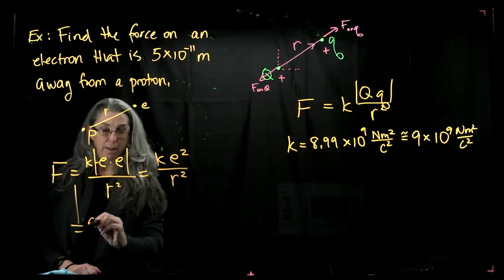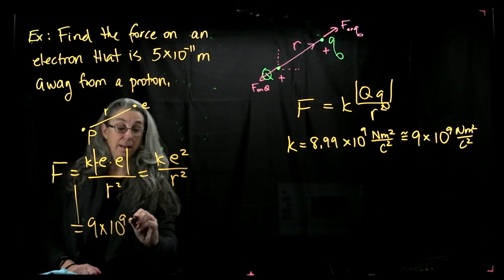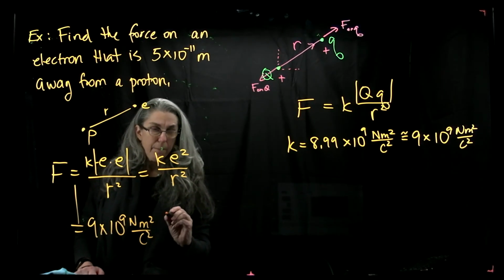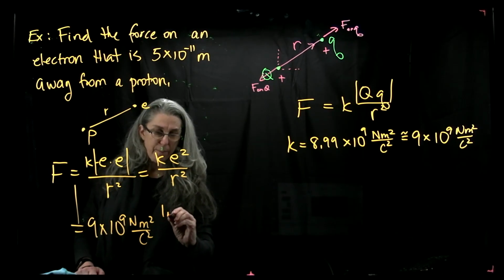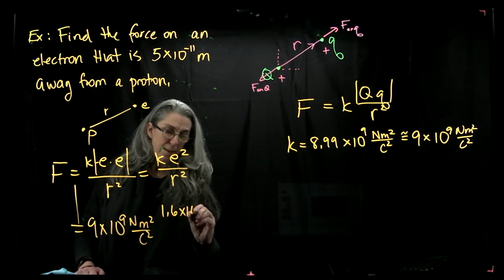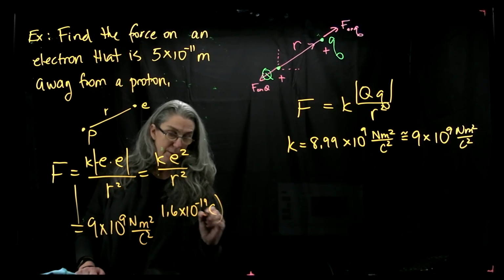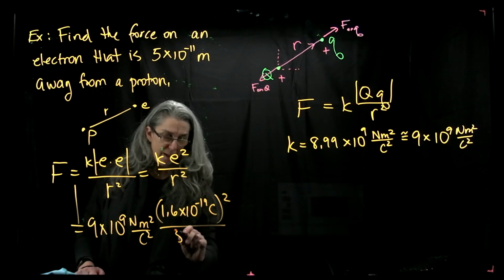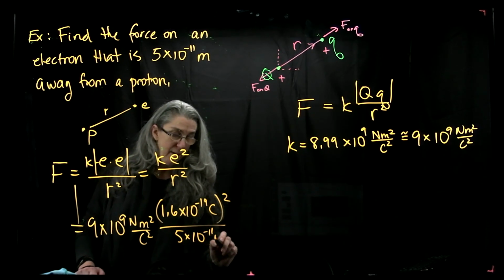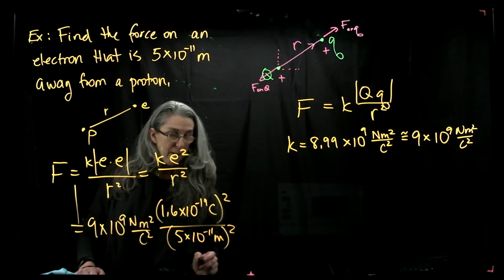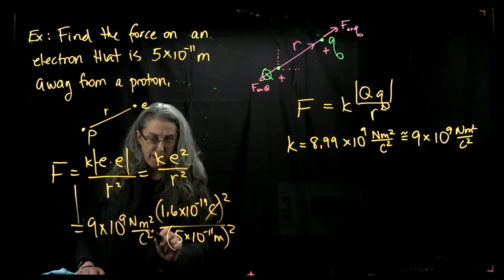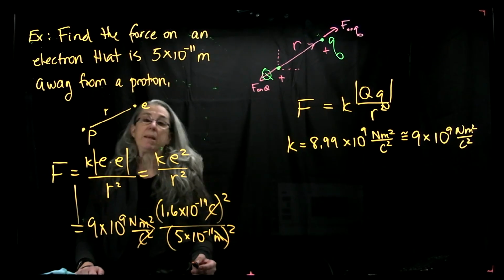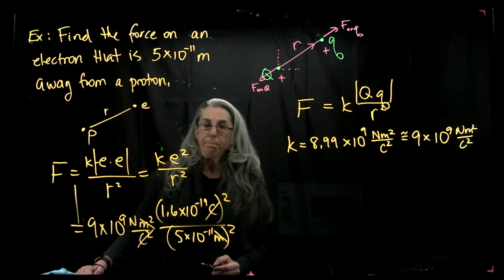Plugging in numbers, 9 times 10 to the 9th newton meter squared over coulomb squared, times the charge of the electron, which is something you can look up. It's 1.6 times 10 to the minus 19th coulombs. That will be squared, and the distance I gave was 5 times 10 to the minus 11th meters, squared. So as I mentioned, a coulomb squared cancels a coulomb squared, and a meter squared cancels this meter squared. The meter's inside the parentheses, so it does indeed get squared.